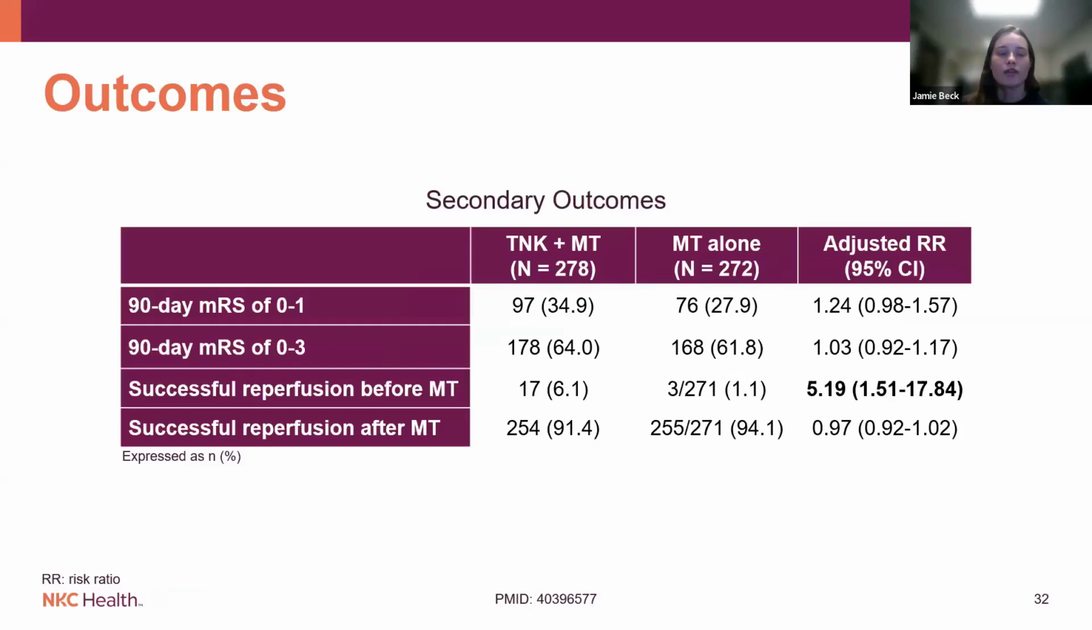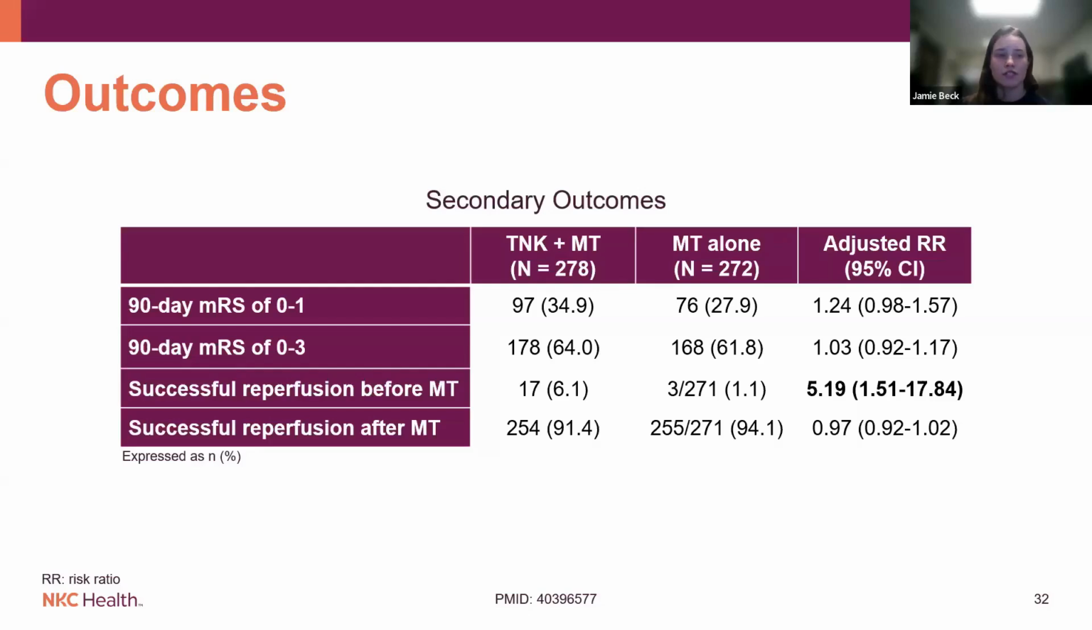Their secondary outcome of 90-day modified Rankin scale score of 0 to 1 occurred in 35% of patients in the bridging group compared to 28% in thrombectomy alone, which was not a significant difference. For scores of 0 to 3, this occurred in 64% of patients in the bridging group compared to 62% in thrombectomy alone. Again, not a significant difference.